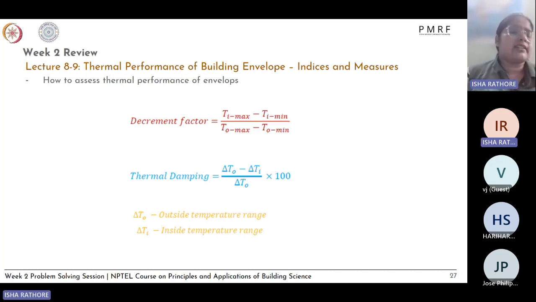So now we will look at numericals to calculate both the decrement factor and the thermal damping. After I introduce the numericals, you can take some time to solve these numericals and post your answer in the chat box again for the newly joined people.